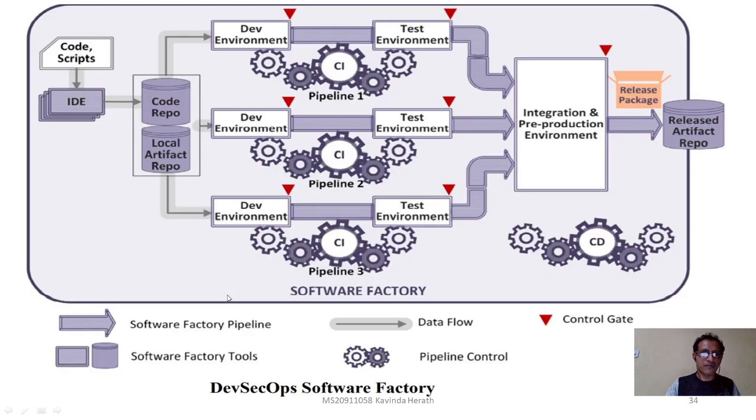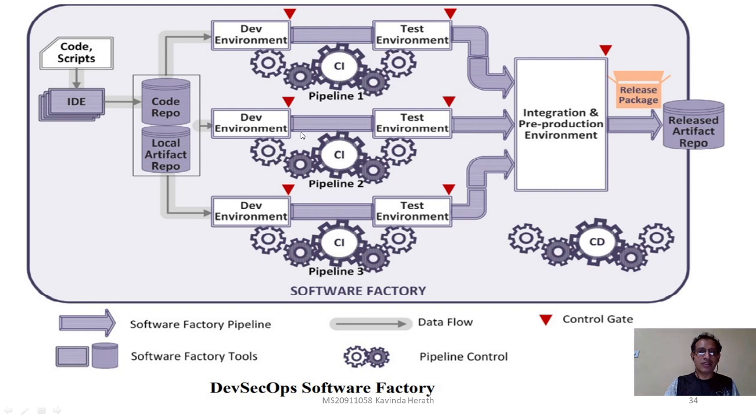So here is what the software factory looks like: how your application and development process, any application, like Twitter or whatever you intend to develop, needs to be designed according to the DevSecOps framework. So code scripts, IDE, that is a hardware part, along with the code repo, local artifacts, and development environment, is pipeline 1.